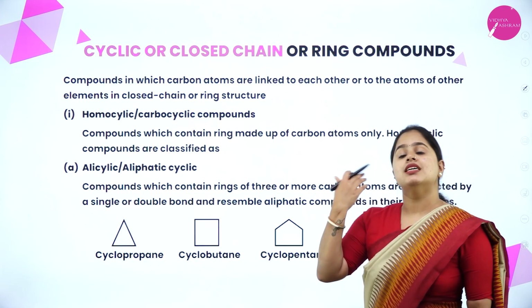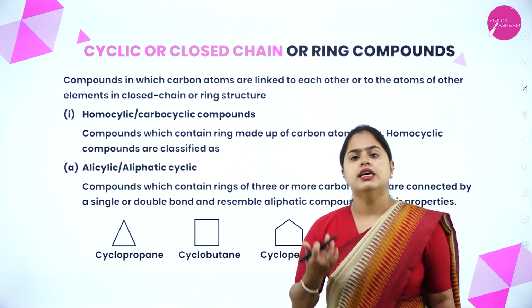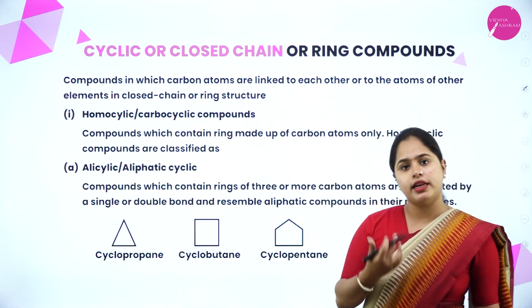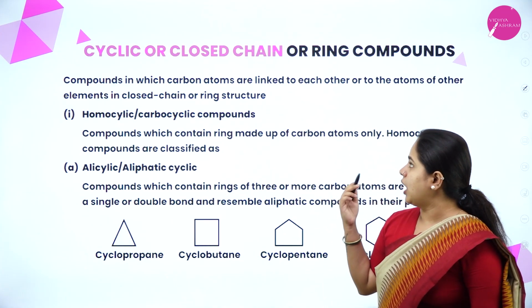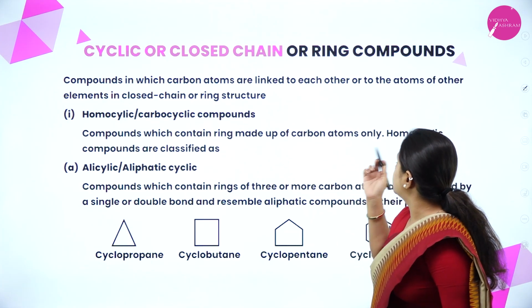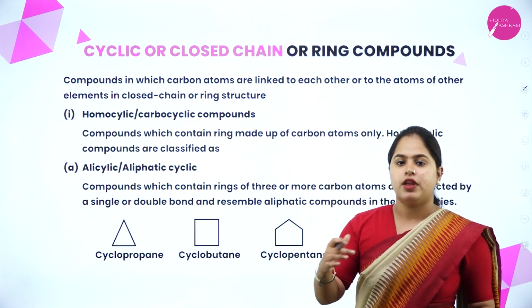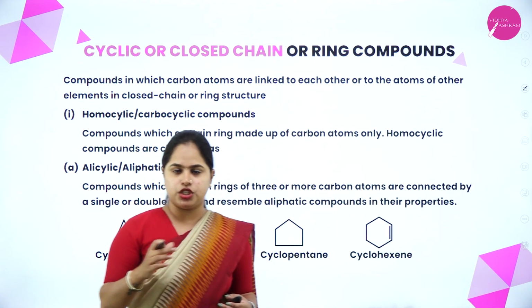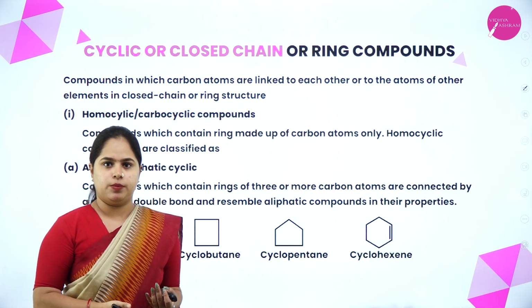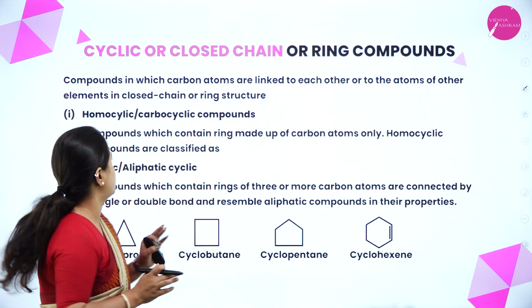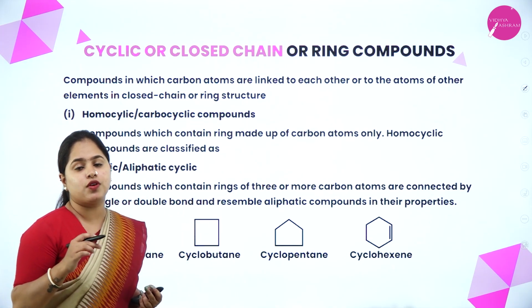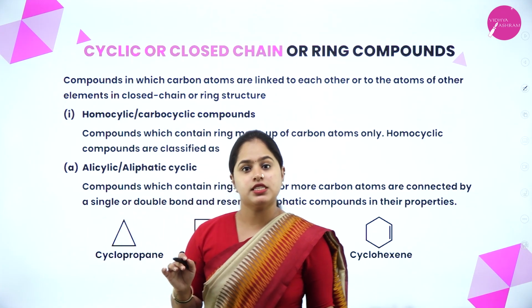Now the next one is cyclic. Right, cyclic or closed chain or ring compounds. So these are compounds in which carbon atoms are linked to each other and to atoms of other elements in a closed chain or ring-like structure. They will be bonded with each other and form a closed structure. Right, not open, it will be closed. Okay, now there are two types. First one is homocyclic and the second one is heterocyclic.